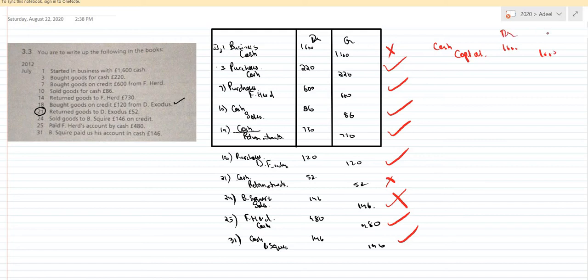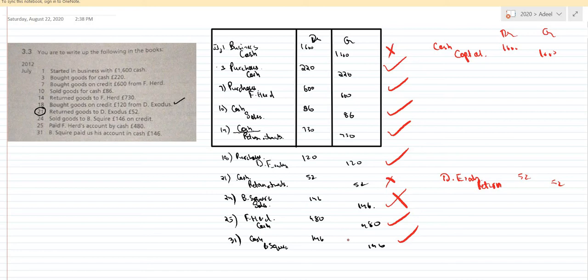Okay. Moving on to the 21st, return goods to D Exodus. So when we return goods to D Exodus, it means D Exodus is now our trade receivable. So instead of debiting cash, you would be debiting D Exodus. Cash was not mentioned anywhere, and return outwards it's correct. So this is semi wrong. All right, and the amount was 52.